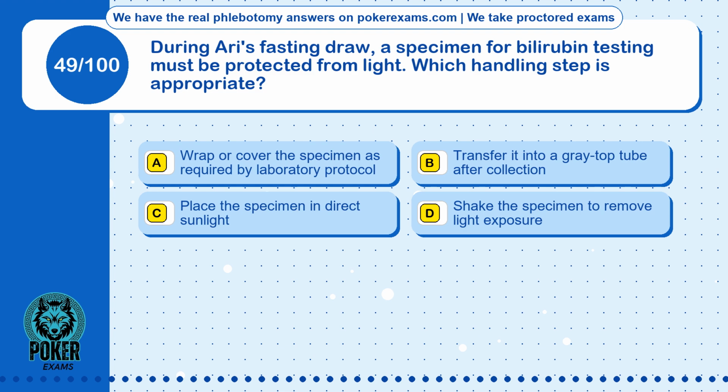Question 49. During ARI's fasting draw, a specimen for bilirubin testing must be protected from light. Which handling step is appropriate? Option A. Wrap or cover the specimen as required by laboratory protocol. Option B. Transfer it into a gray top tube after collection. Option C. Place the specimen in direct sunlight. Option D. Shake the specimen to remove light exposure.